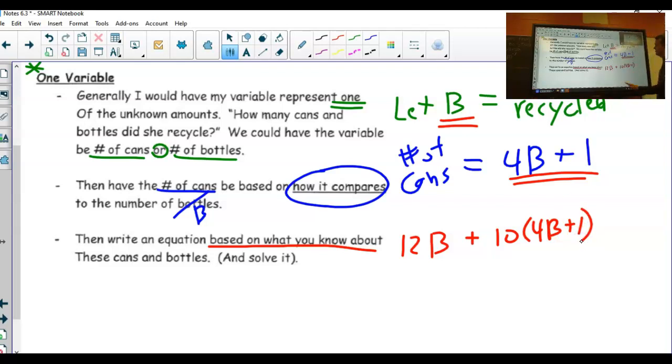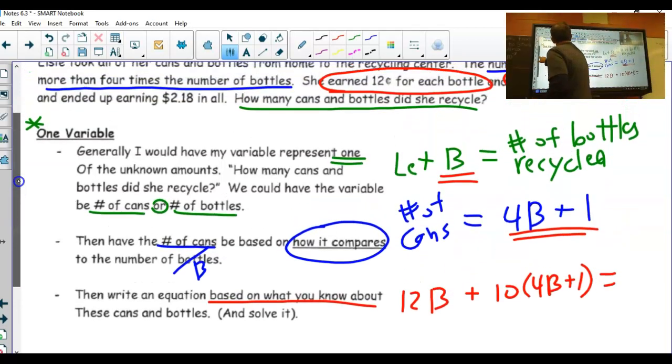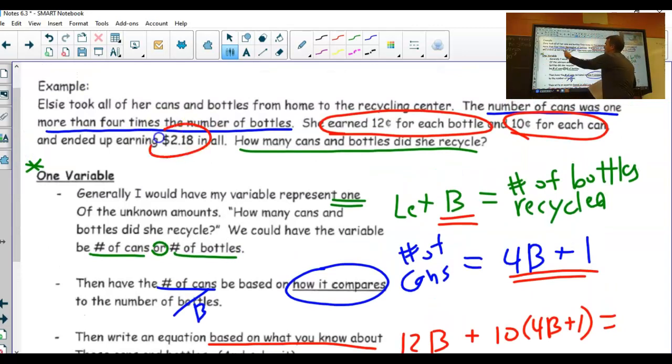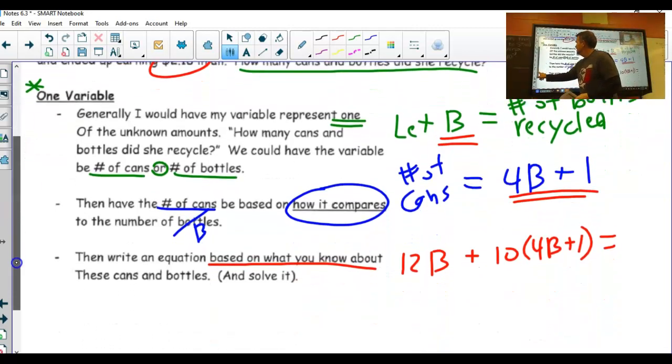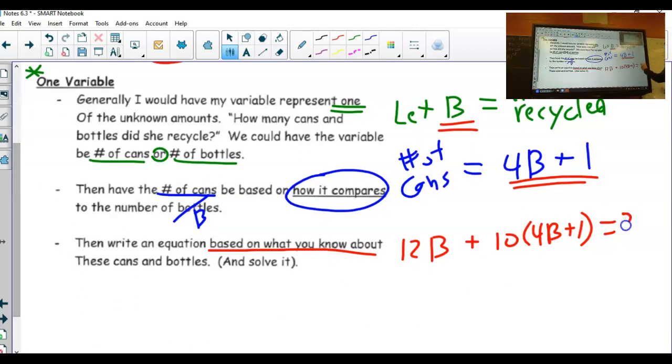So that is the total amount she got for the bottles plus the total amount she got for the cans, and that equals her total amount, which is $2.18. But now we have a problem. This total amount is in terms of dollars, but I was writing the other amounts in terms of cents. So now I'm going to have to put these other amounts in terms of dollars. 12 cents would be $0.12, and 10 cents would be written with a decimal like that, 0.10.